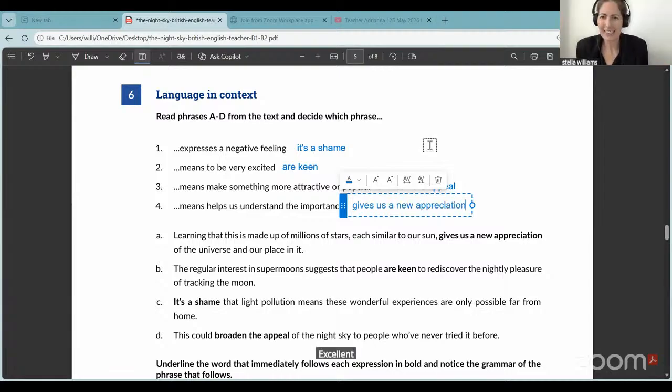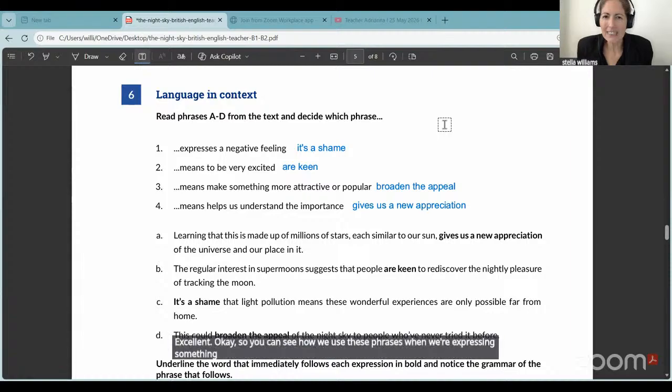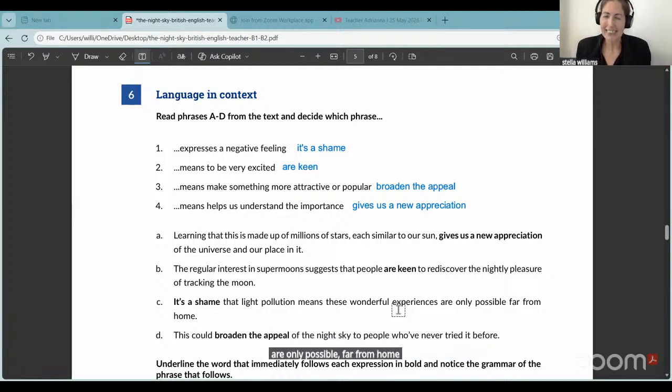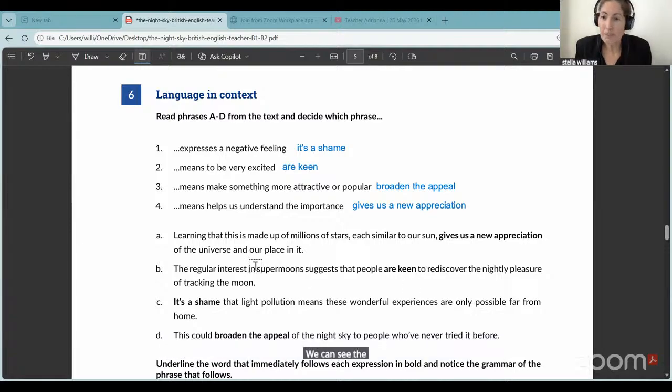Excellent. Okay, so you can see how we use these phrases. When we're expressing something negative, we say, oh, it's a shame. For instance, it's a shame that light pollution means these wonderful experiences are only possible far from home. Okay, that's how we can express that phrase. When we talk about being keen on something, we mean we get excited. We are very keen. Good. We can see there regular interest. So that's how we can remember the word keen, regular interest.